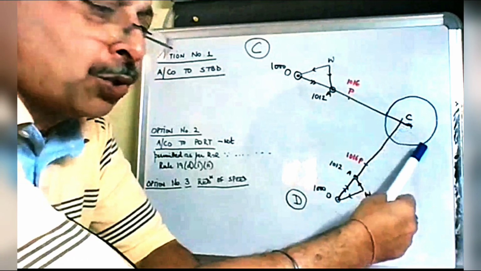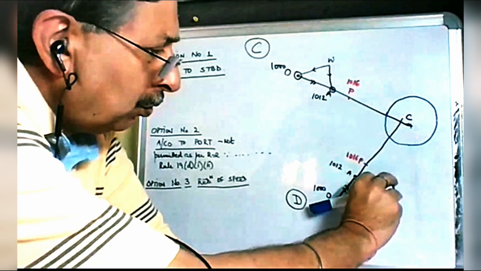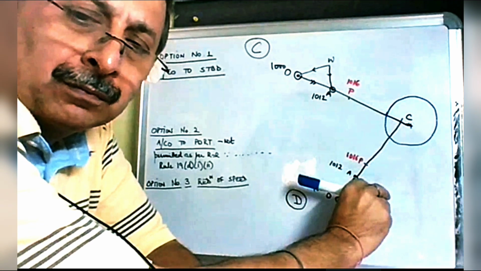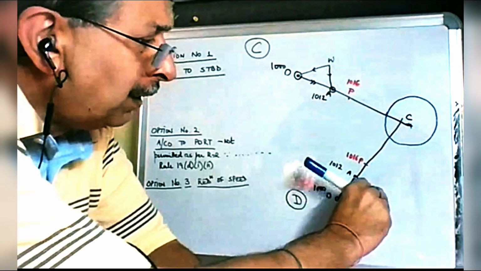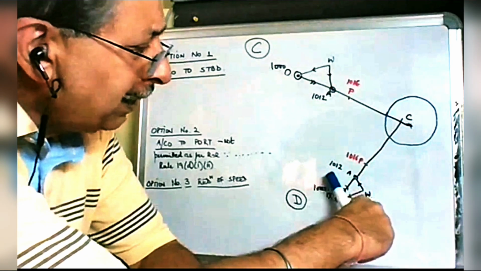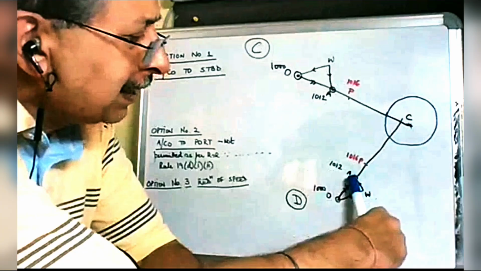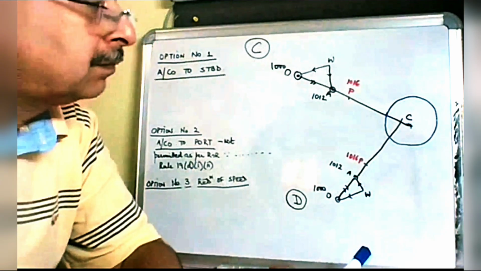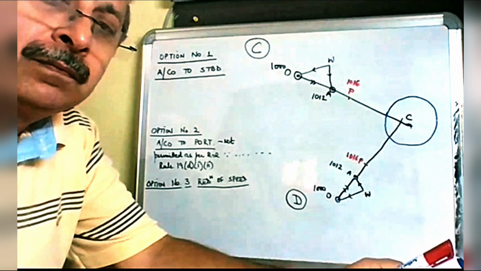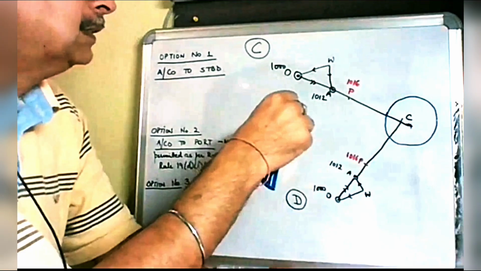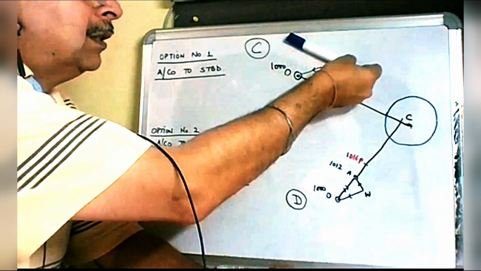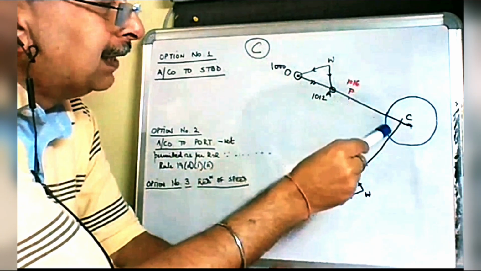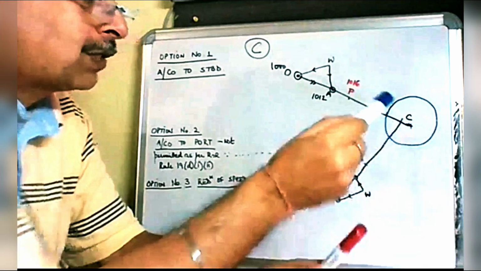When own ship has to alter course to starboard, WO will have to become WO1. If WO1 is like this, then O1A will be like this. If O1A is like this, the tangent will be like this. That means the tangent will be coming to the south of the circle. Now let's go to Charlie. If WO alters course to starboard and becomes WO1, then O1A will become like this. The tangent will become like this, to this side of the circle. That means to the west of the circle.